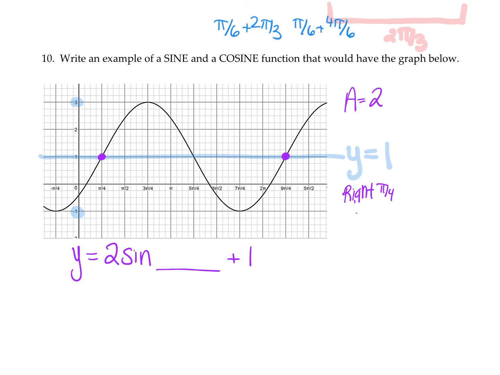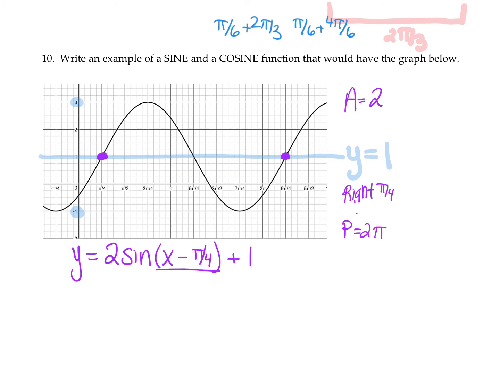Let's look at what my period is, though. My period goes from pi over 4 to 9 pi over 4, so my period is still 2 pi, because the distance from here to here would be 2 pi. So that means my b value is just 1. So I'm going to have x minus pi over 4 on the inside here to symbolize that I'm shifted right pi over 4.